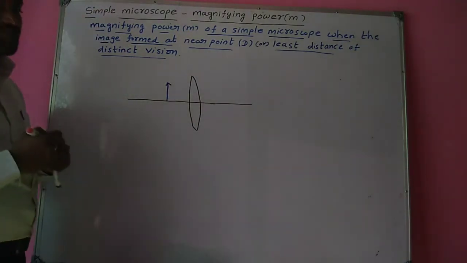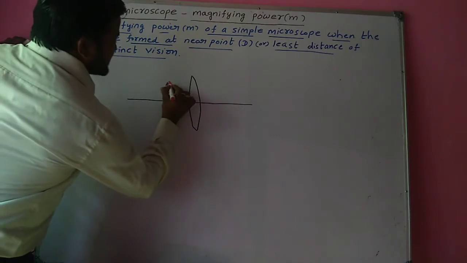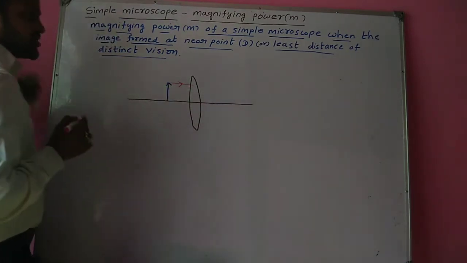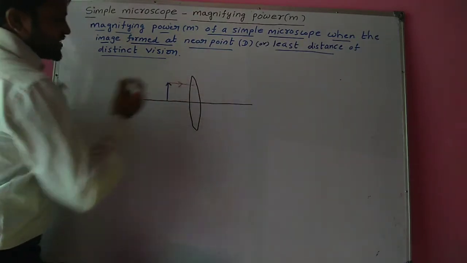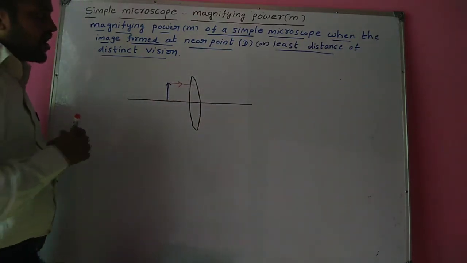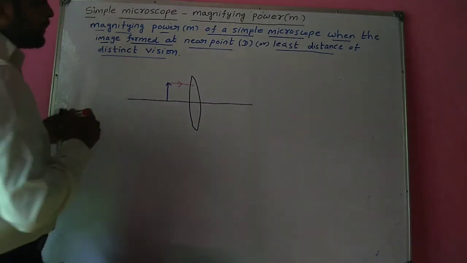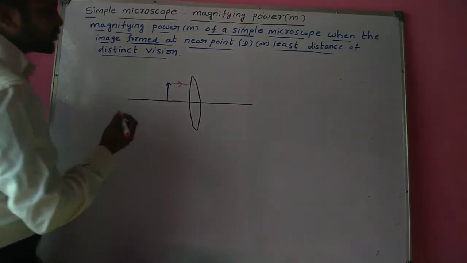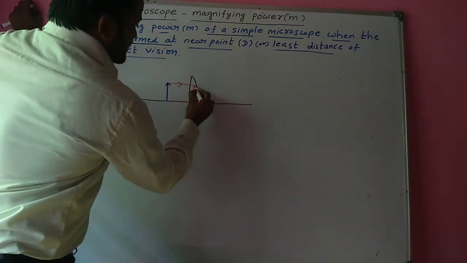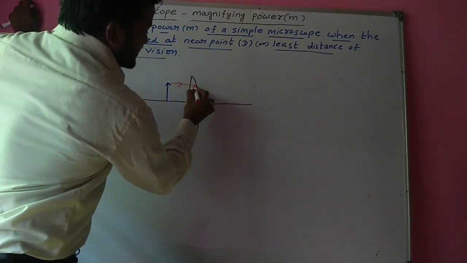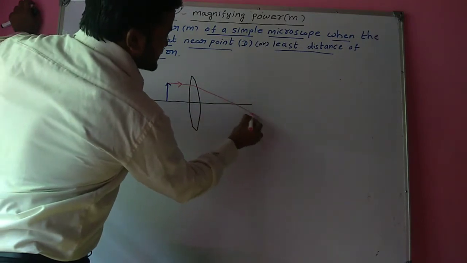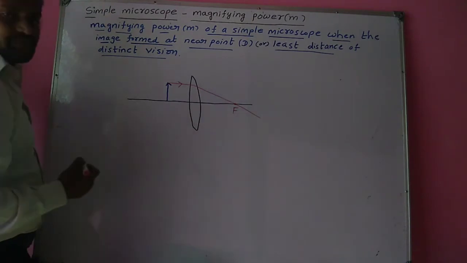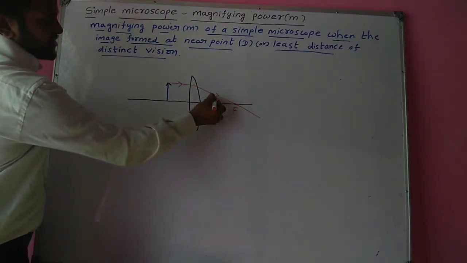So the light rays are: a light ray which is parallel to the principal axis. This is the light ray which is parallel to the principal axis. Whenever the light ray is parallel to the principal axis, after refraction, it passes through the principal focus. Let us say this is the principal focus of the lens. After refraction, it passes through the principal focus.